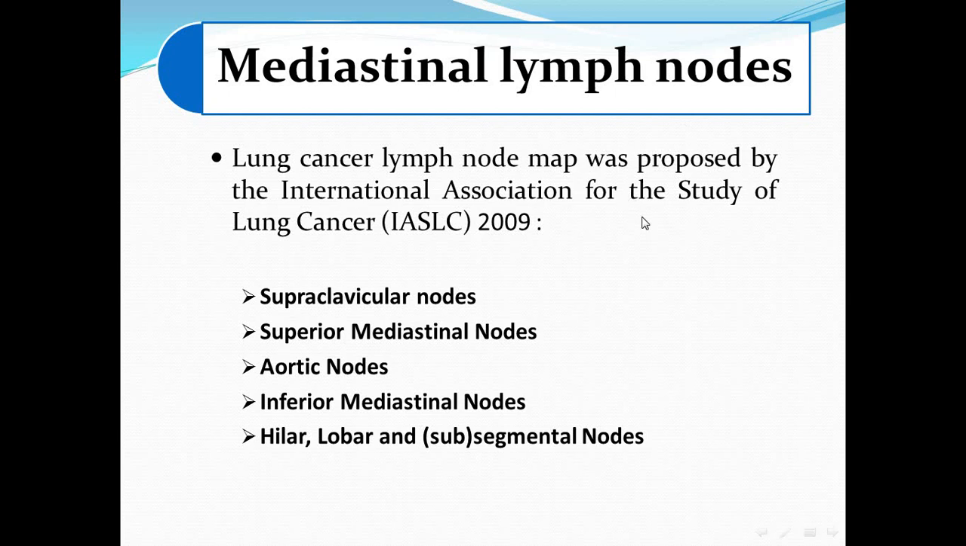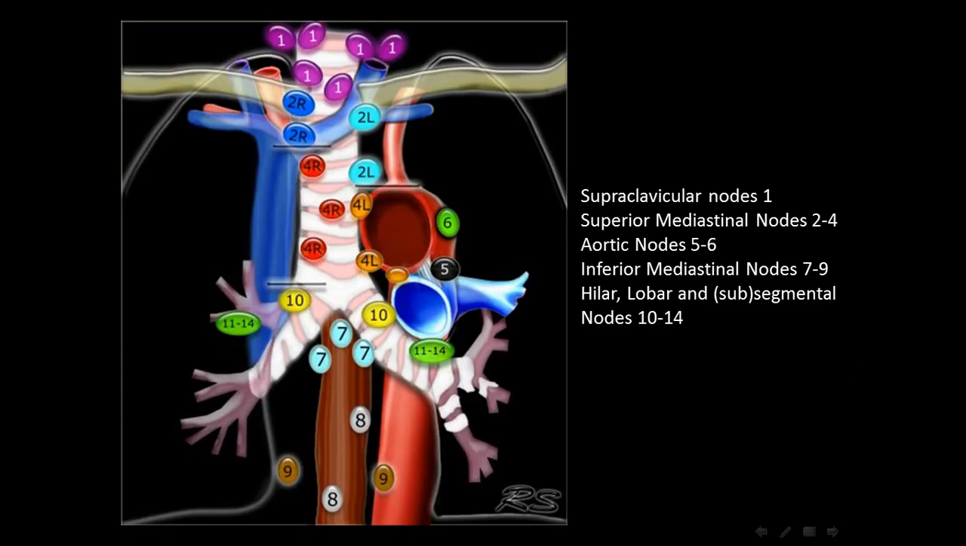So here we are using the classification of the International Association for the Study of Lung Cancer that was published in 2009. It divided the mediastinal lymph nodes into these groups, and each of these groups has several stations. So we have the supraclavicular nodes, the superior and inferior mediastinal nodes, the aortic nodes, and then the hilar, lobar, and subsegmental nodes. This is an illustration of all of these nodes.